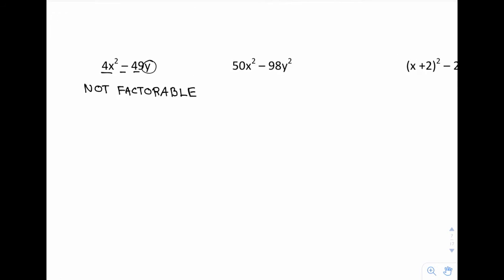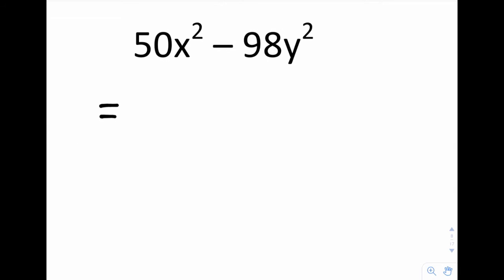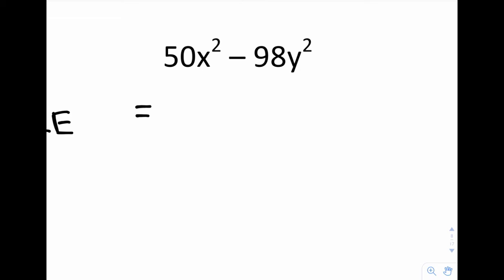That's easy. Moving on for the next one, we have what looks like might possibly be a difference of squares. I mean, I have an x squared here, I have a y squared, I have a difference, but the coefficients are not perfect squares. Now we might just give up and say, well, I can't factor this. But what you should be looking for with any type of factoring is a common factor first. 50 and 98, the most obvious number they're divisible by is 2. So let's see what happens.